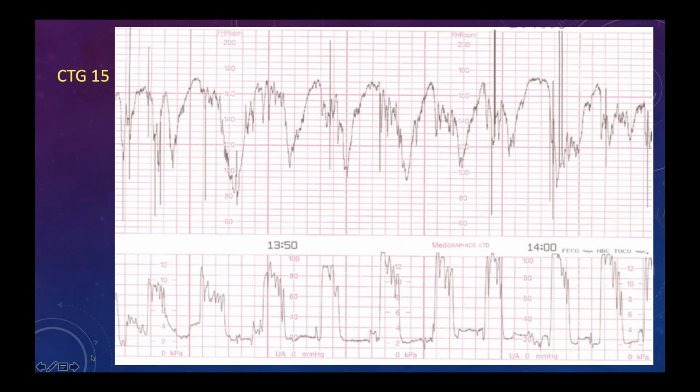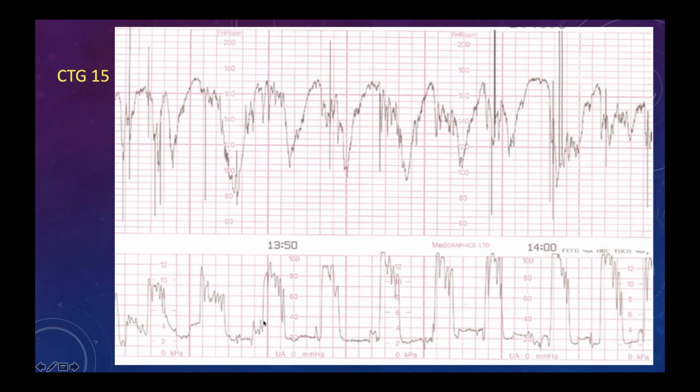This is a little difficult CTG. And the contractions, there are 1, 2, 3, 4, 5 contractions in 10 minutes. And the baseline is 150 or 160, 150 to 160 baseline it is. And no, baseline is 140 to 150. Baseline is 140 to 150.